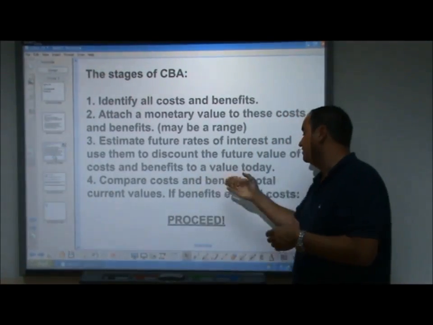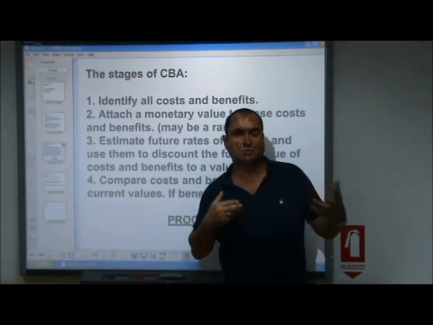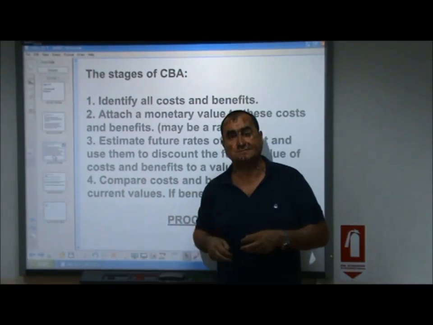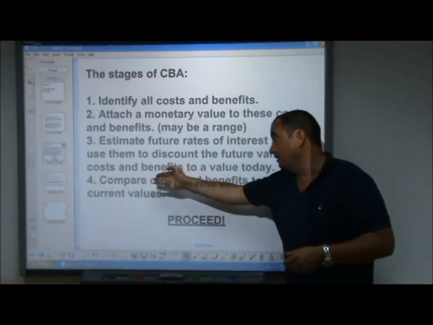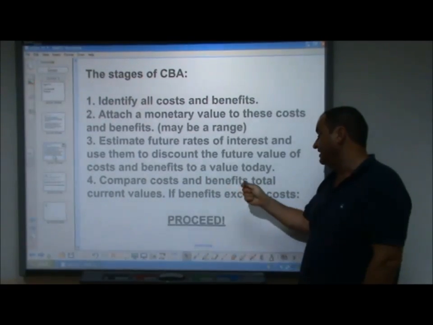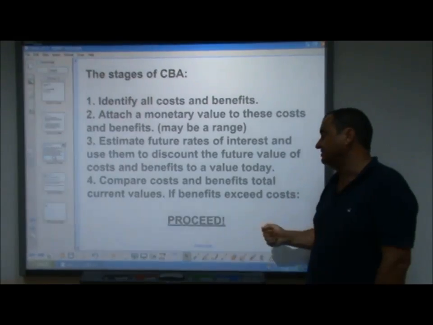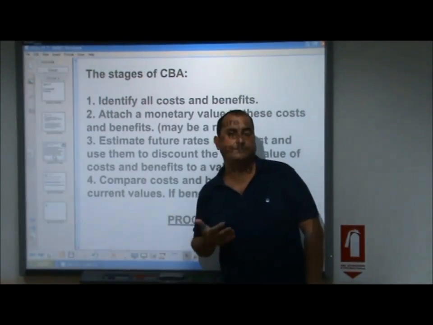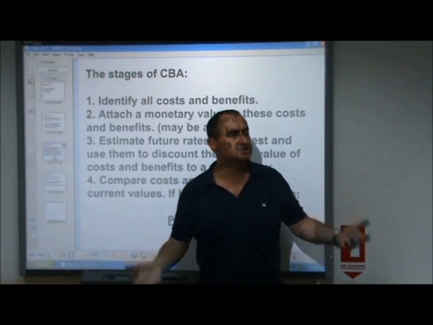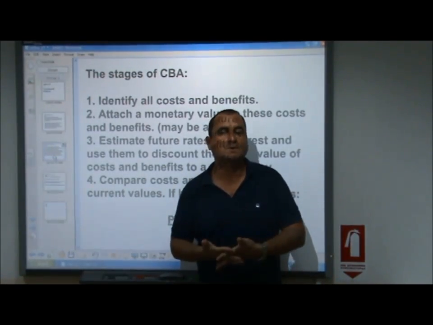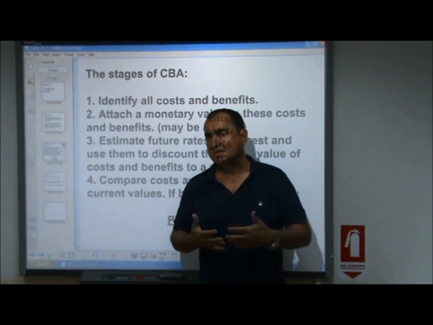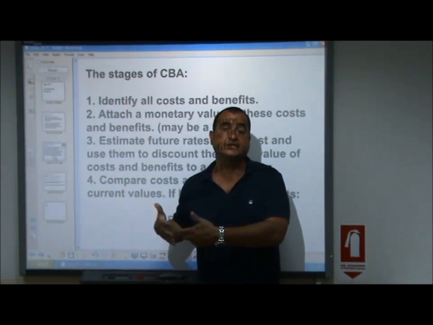And fourthly, comparing costs and benefits. This is the final stage. Once you've got all those current values of all the costs and benefits of today and the future, we compare the costs and the benefits, total current values, and if the benefits exceed the costs, we proceed. So all the bridges that you see being built, all the hosting of Olympic Games or World Cups, all the extensions of motorways or runways at airports must be the result of cost-benefit analyses that came out as saying, yes, the benefits exceed the costs.